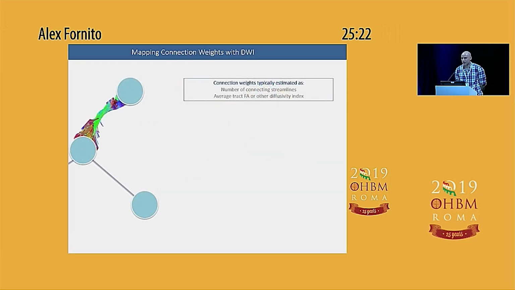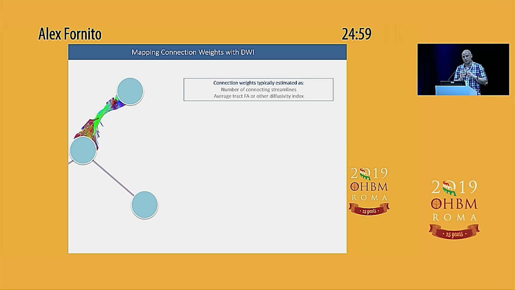Once we've mapped our tracks, then we need to estimate connectivity in some way, and most commonly connectivity between a pair of nodes is estimated typically as the number of streamlines that we reconstruct that pass through two nodes, or some measure of tracked microstructure averaged across the extent of the track, say for example fractional anisotropy.